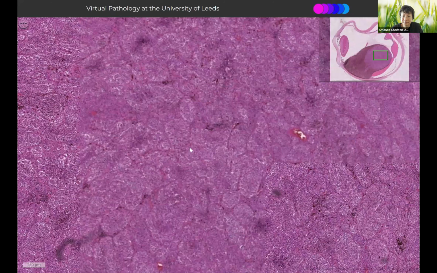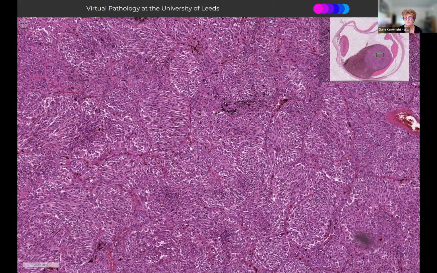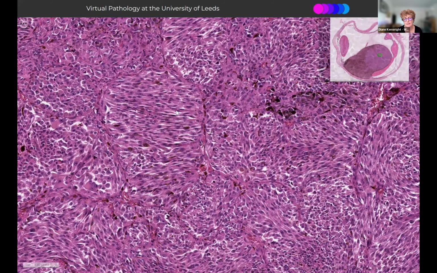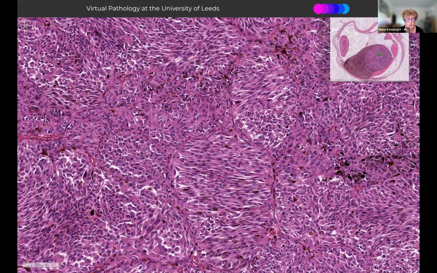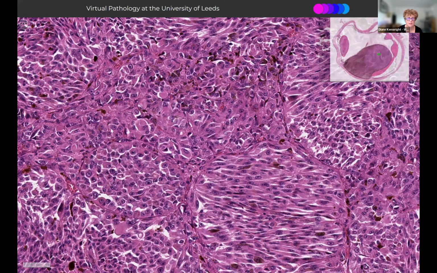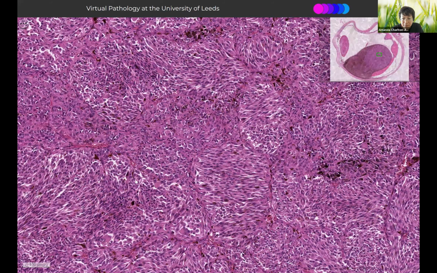Let's go a bit closer, Amanda, and look at the cell type. I can see lots of spindle cells there. They predominate, but I can also see some epithelioid cells, cells that have copious cytoplasm. There's a little group of them down the bottom of the screen, and probably some down here as well. About 20% epithelioid, I'd say, so I'd say this was mixed. There's some more down here.